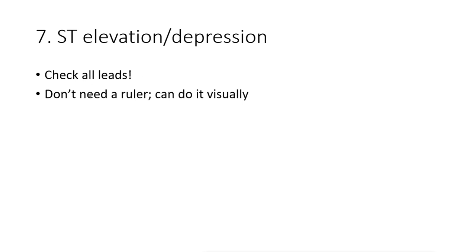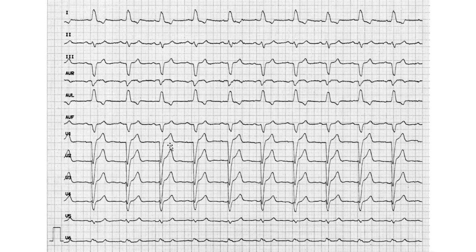Next, you check all the leads. Technically speaking, you don't need a ruler. You can do it visually. You see, is the ST junction, the junction between the S wave and the ST segment, decreased, or low, or high? Based on that, you're able to tell whether it is elevation or depression, okay? To be honest, there's not too much for me to say here. I can just give you the example number. It's 43, and that's homework for you. Check: is it depression or not?